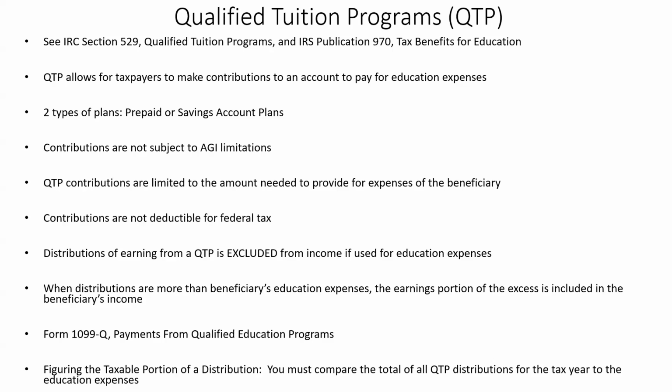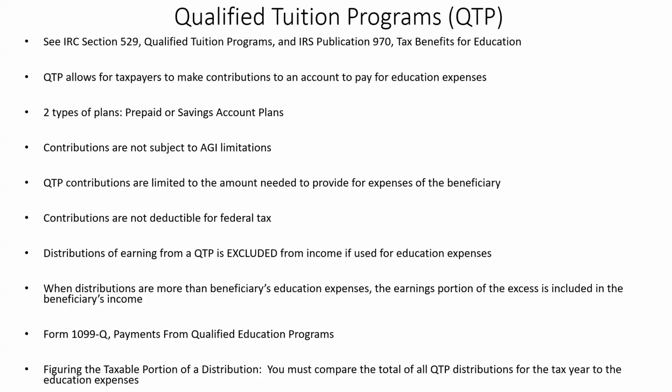So you contributed to the plan, you got the young adult, they're going to college, and they're taking money out of the plan to pay for their tuition and books and things like that. And then the item toward the bottom, and I'll just read it verbatim, says when distributions are more than the beneficiary's education expenses, the earnings portion of the excess is included in the beneficiary's income. And so typically what you're going to see that listed on is an IRS form 1099-Q.